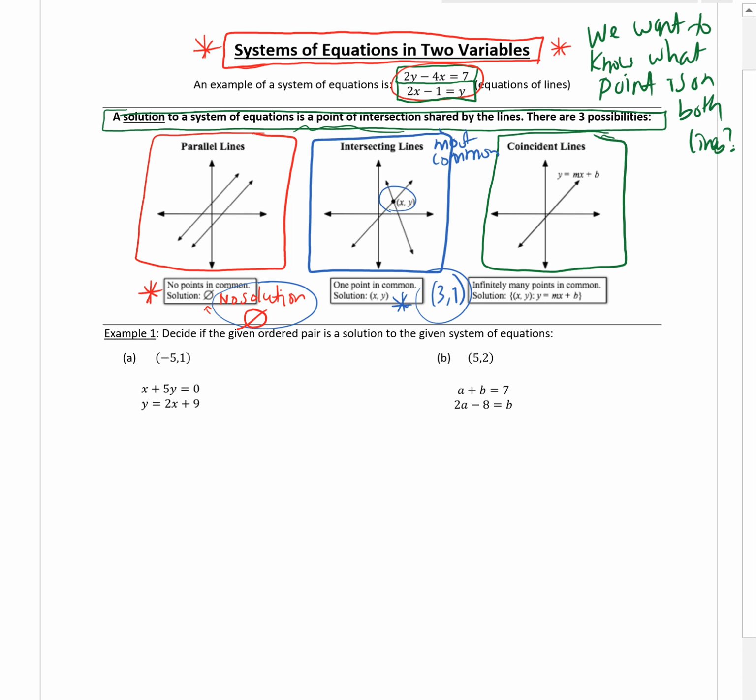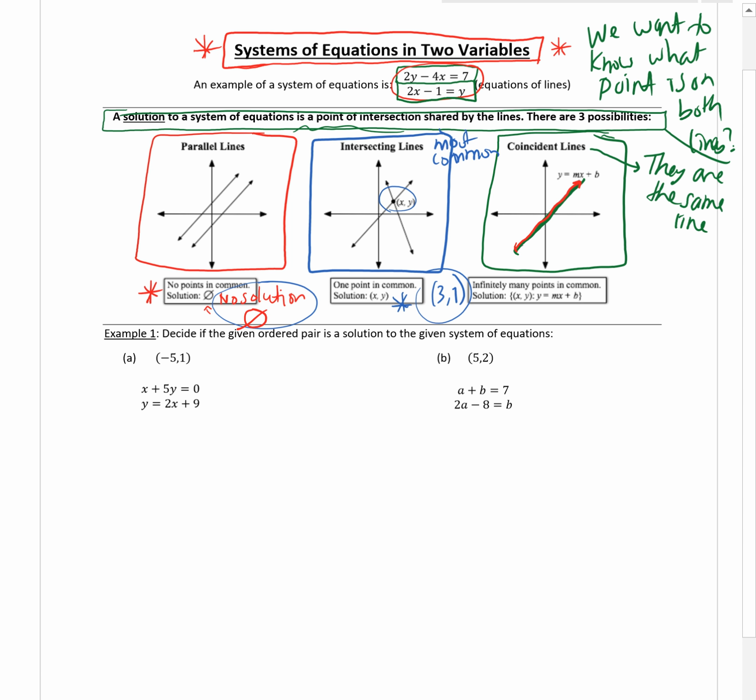Nah, coincident sounds right. Really, just think of that. That means that they're the same line. They are the same line. Like if you graph them, they end up being right on top of each other. Like say, I'll try to do this. Let's say one's green. You graph it, and then you go to graph the other one. You say, okay, let me see. Wait a second. That's the same line. I just graphed the same guy.